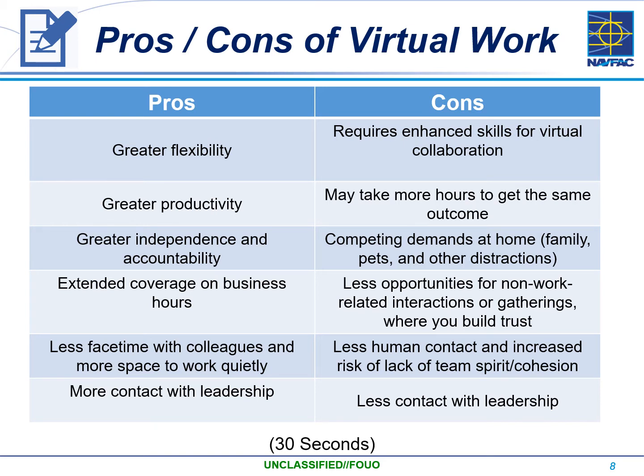And then one of the other cons I want to just highlight is less contact with leadership. Because we don't have the ability for happenstance meetings, we have to be very deliberate in how we communicate with leadership, just as they're deliberate in how they communicate with us.